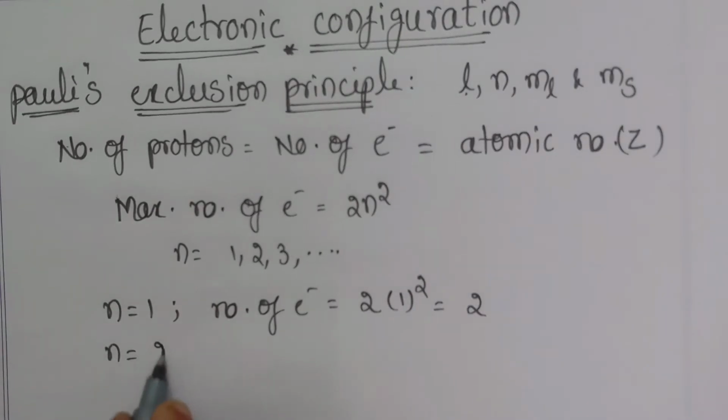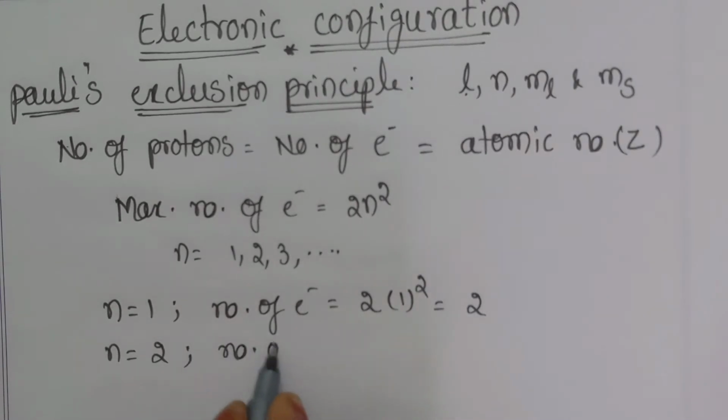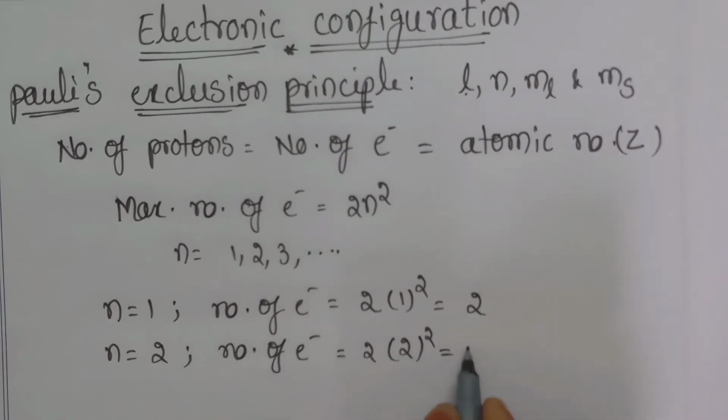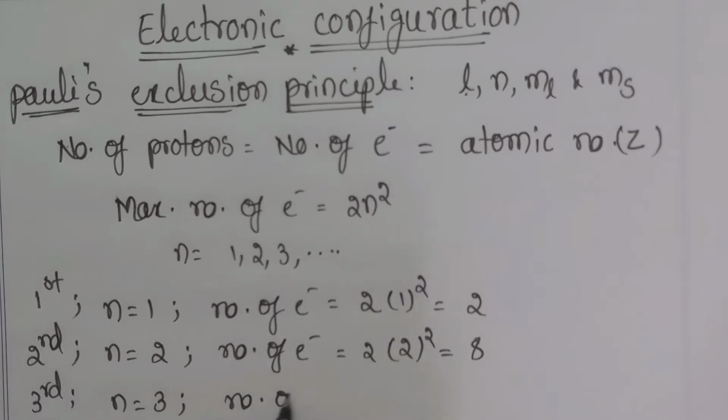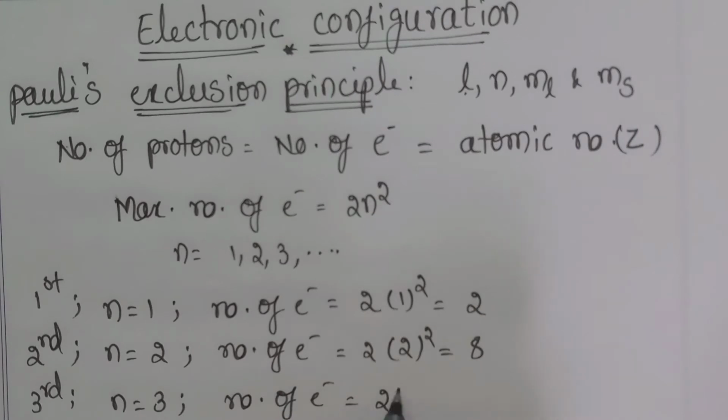For n equal to 2, the number of electrons is 2 into 2 square, which is equal to 8. That means the second orbit will hold a maximum of 8 electrons. Similarly, the third orbit can hold a maximum of 18 electrons. So, 2 into 3 square is equal to 18.